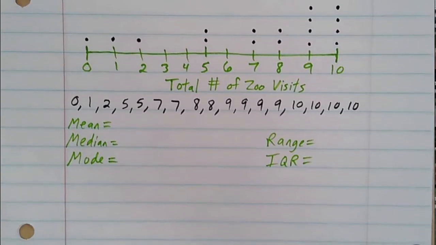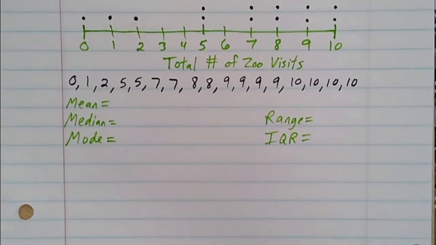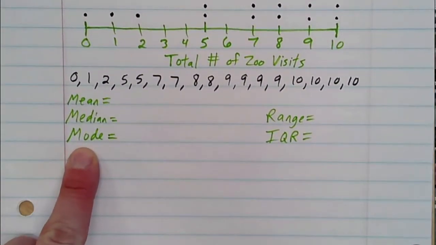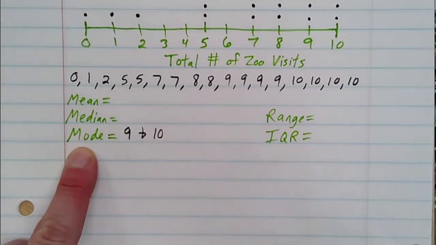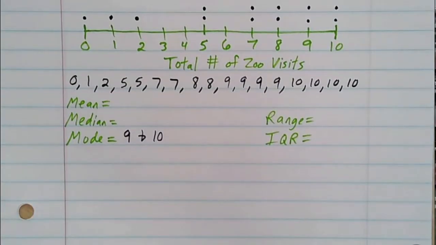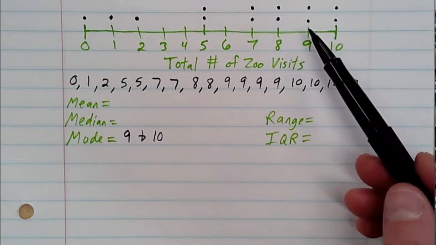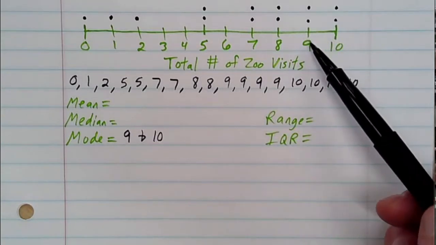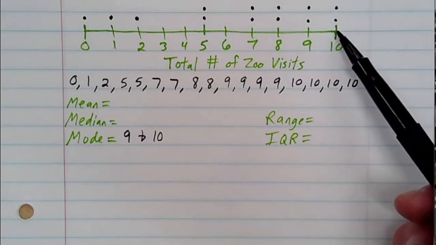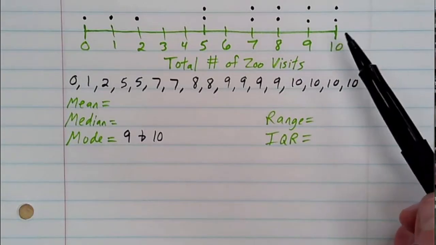Some of them I think are a little easier by just looking at it. Mode, which one occurs the most? I think that's an easy one. 9 and 10 are tied for occurring the most. They both occur 4 times. Let's see, total number of zoo visits. Yeah, 4 kids have visited the zoo 9 times and 4 kids have visited the zoo 10 times.